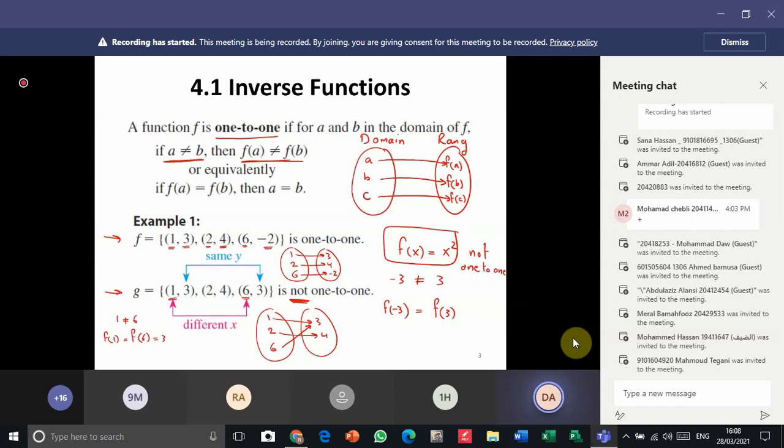How can we verify whether the function is one-to-one or not? Look at this. If f(A) equals f(B), we must show that A and B are equal. This is how we check whether f of x is one-to-one or not.